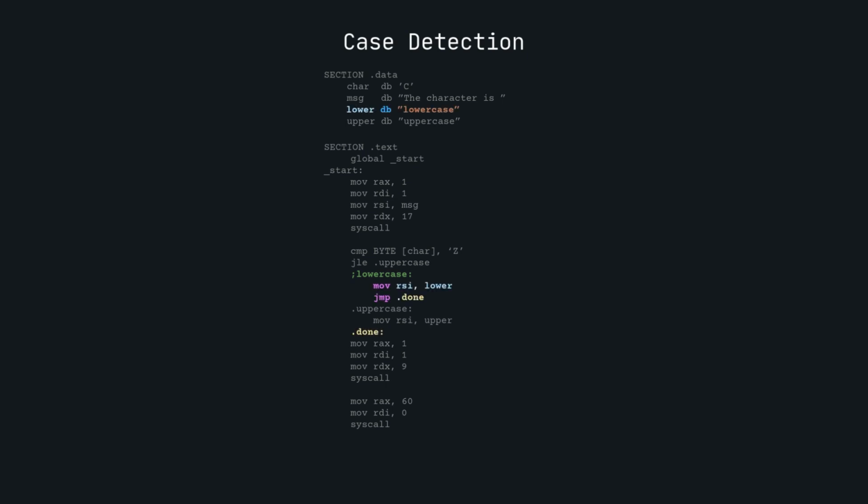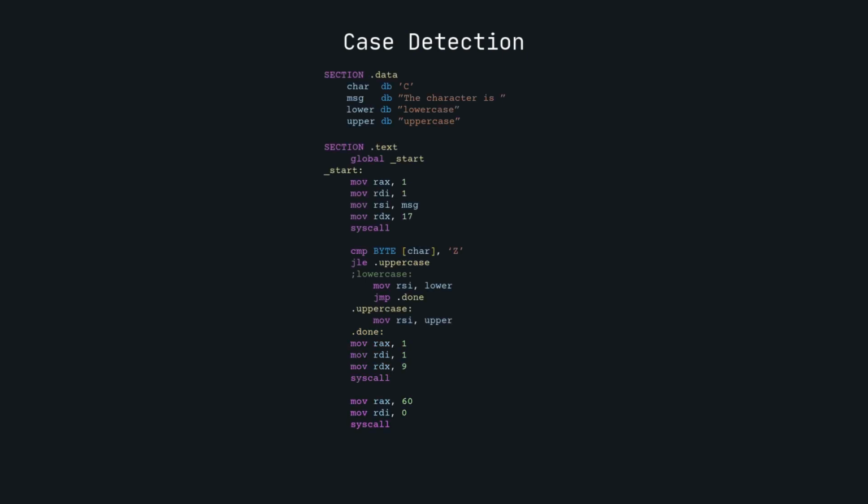Next, we move the address of the lowercase string into RSI and jump to the label named done. We jump because otherwise the program would continue to the next line and move the address of the uppercase string into RSI. Finally, we set up the registers for the write syscall, and fortunately for us, uppercase and lowercase are both 9 characters long. Finally, we exit the program with an exit code of 0.